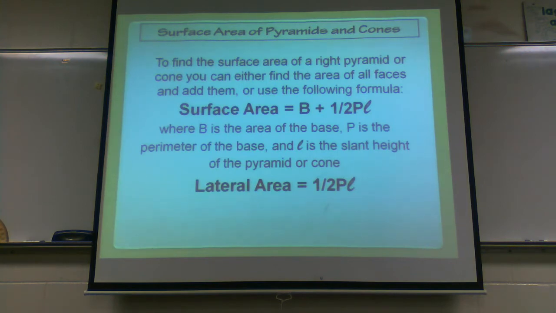We did it yesterday. All right, so formula-wise, guys, the B and the P part of the formula still means the same thing. The B is still the area of the base, P is still the perimeter of the base. The difference between the stuff yesterday and the stuff today is that slant height portion of it.